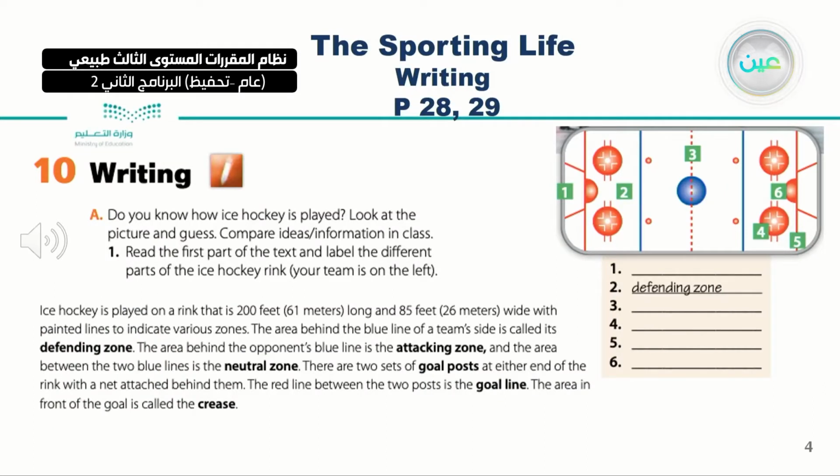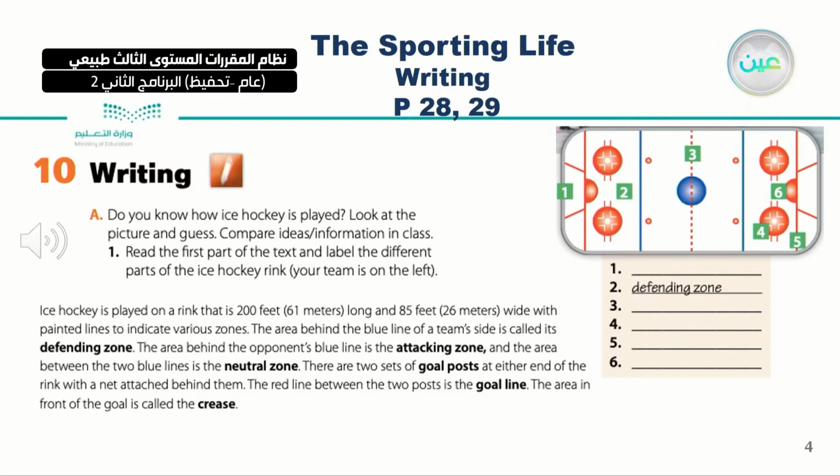So how many zones do we have now? We have 3 zones actually. The first one is called the defending zone. The area behind the blue line of a team's side is called the defending zone, which is the area behind the blue line. This is the defending zone for each team, behind the blue line.